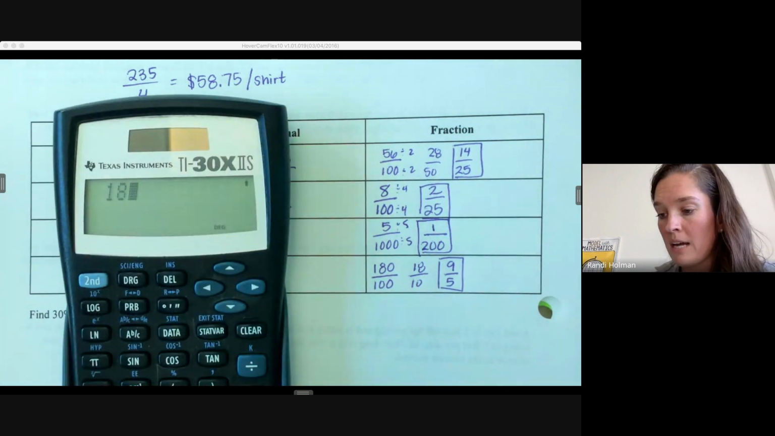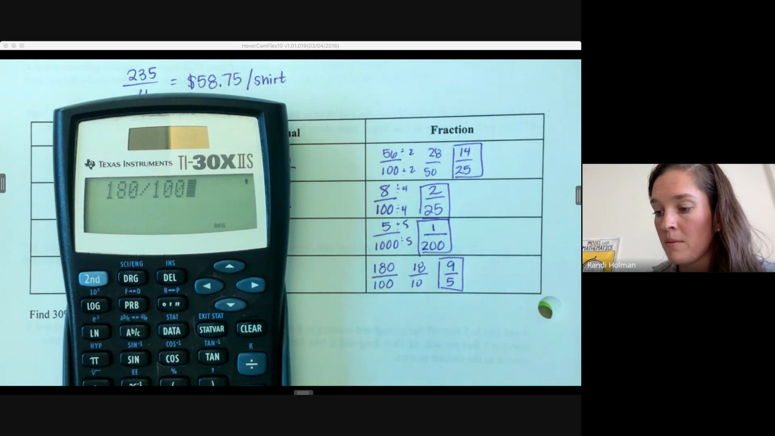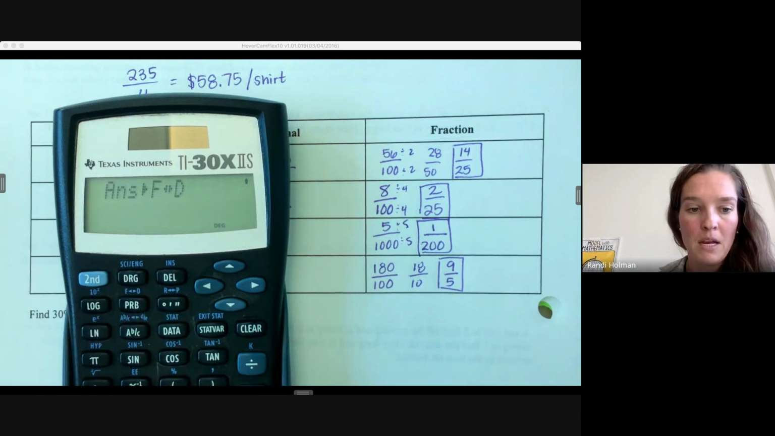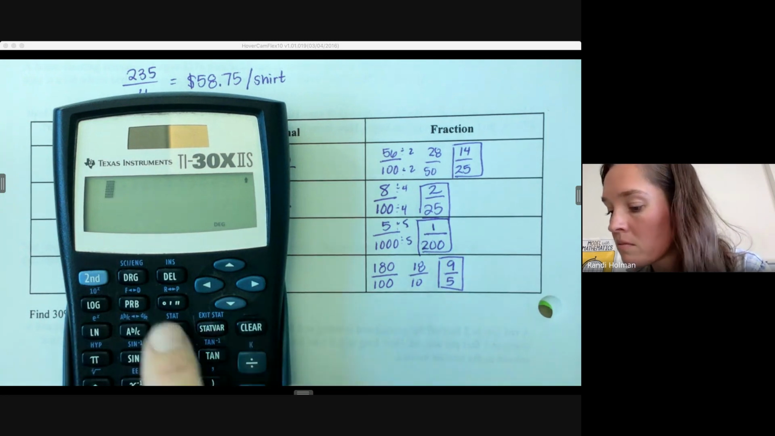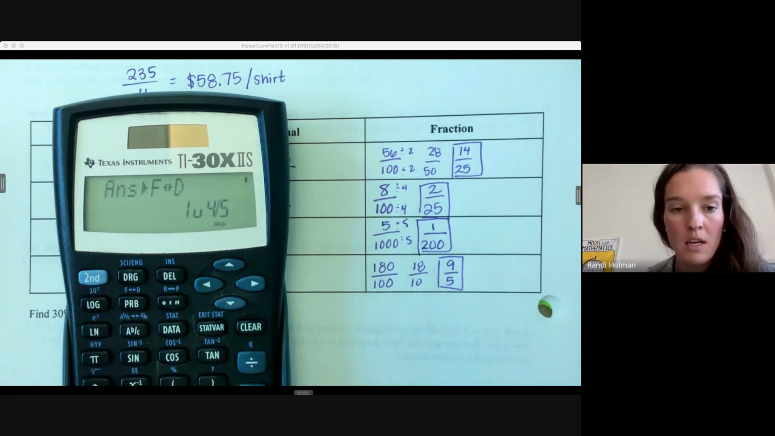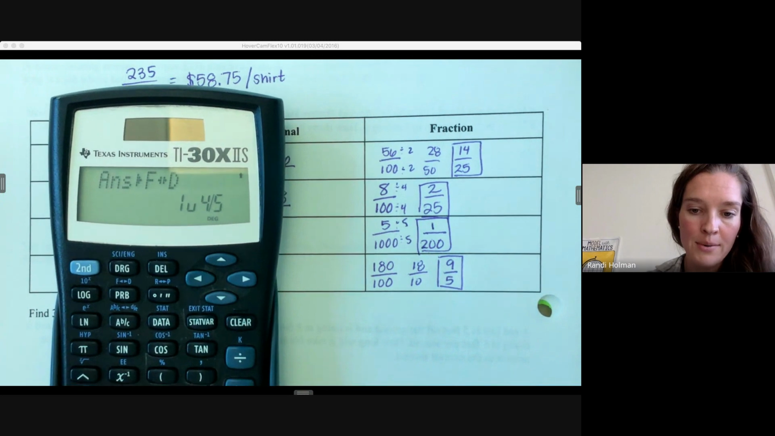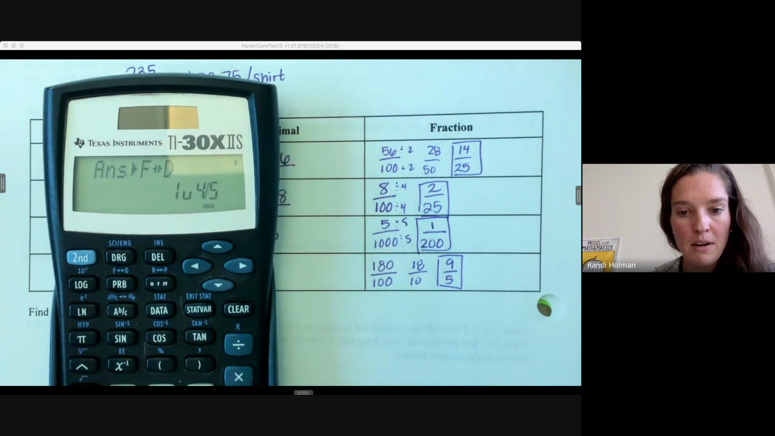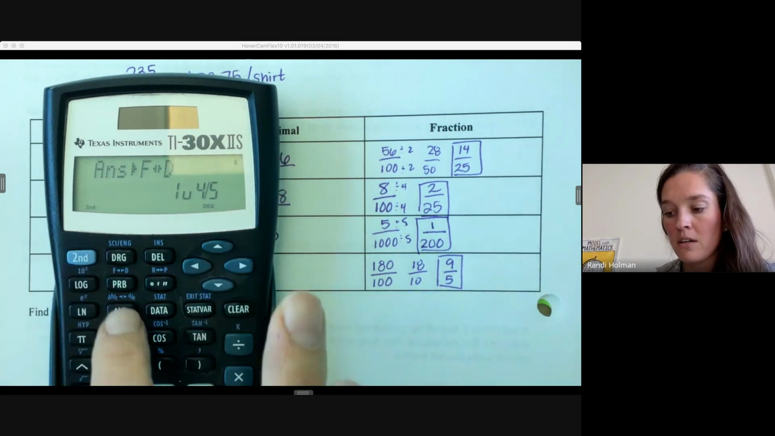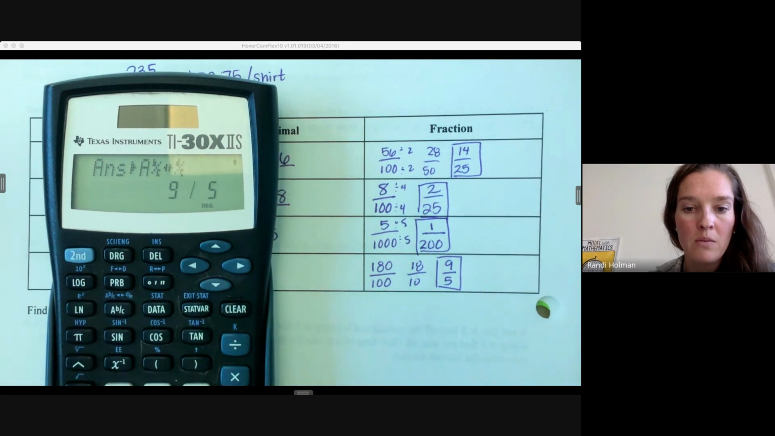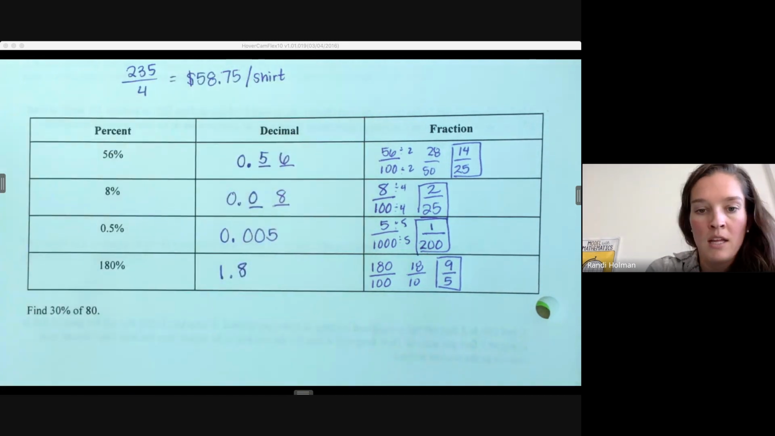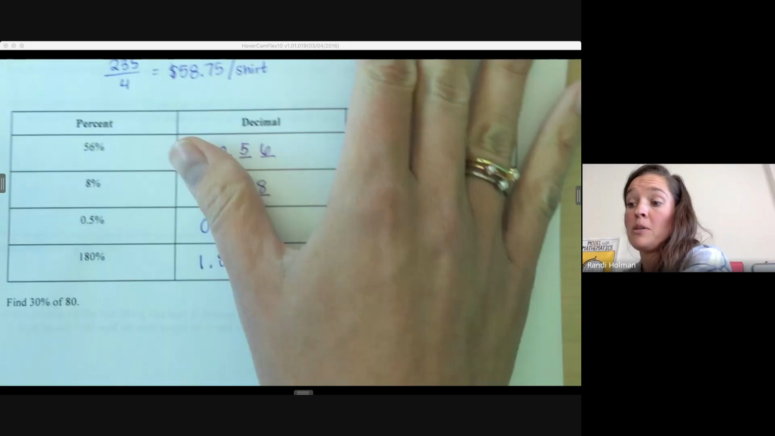So if I did 180 divided by 100 on my calculator and did that second PRB, oops, it will give me this weird looking thing. I don't want that weird looking thing. That's a mixed number. I'd rather have an improper fraction. So to get there on your calculator, you can hit second again and then the button below PRB, and it will give you that improper fraction here. So that is our fractions, decimals, percents.